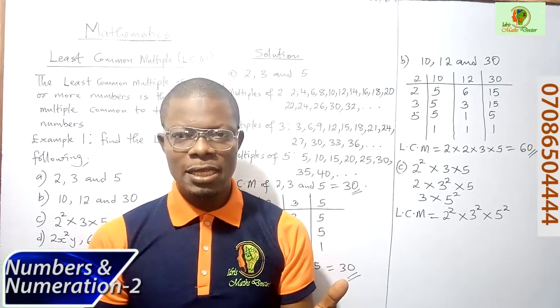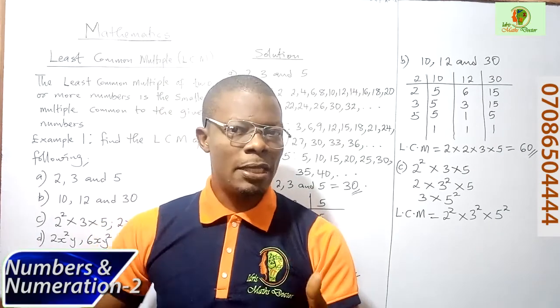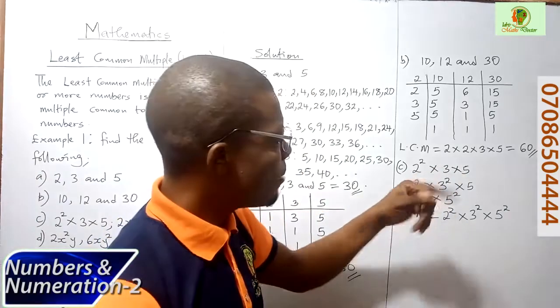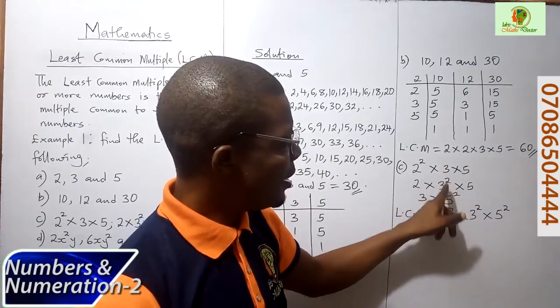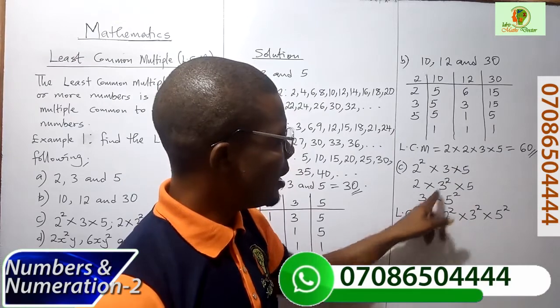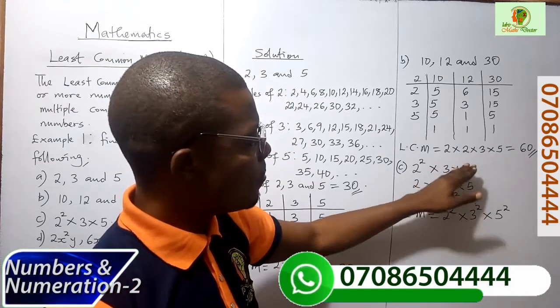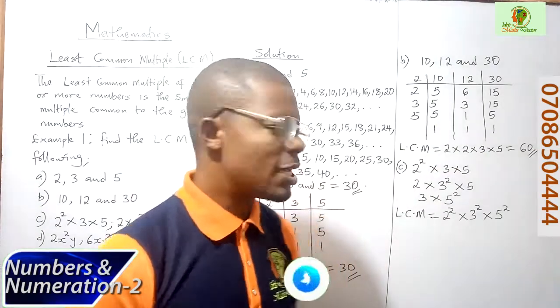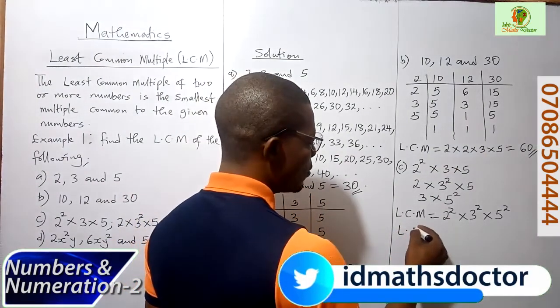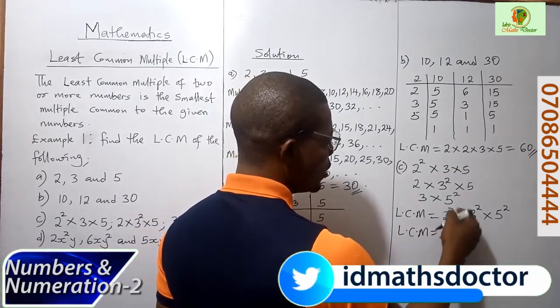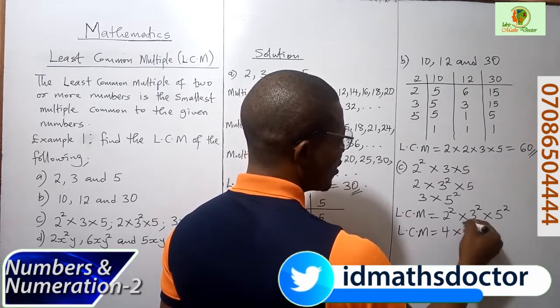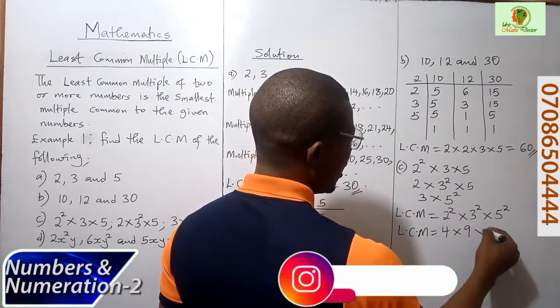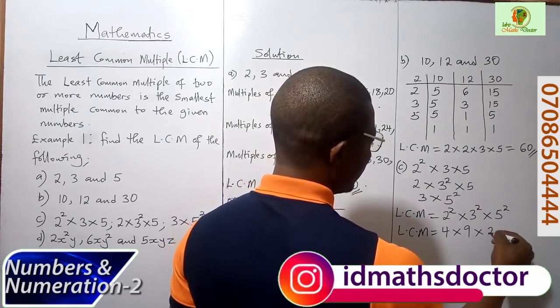No, is that okay? It must be common to all the numbers. Because I'm saying this just because you have a 3 raised to the power 2, you now think, oh, what you are going to pick must be common to all. No. Is that okay? So the LCM now is going to give us 2 raised to the power 2 is 4, 3 raised to the power 2 is 9, and 5 raised to the power 2 is 25.